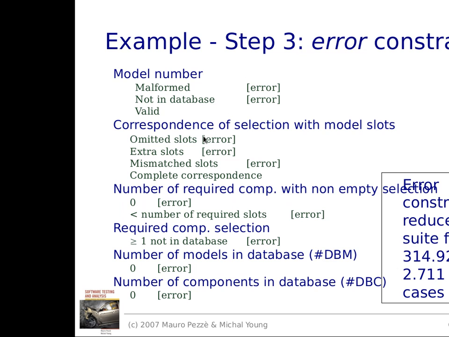Same thing with non-database, omit slots, extra slots, mismatched slots, a number of required slots with non-empty selection, et cetera, et cetera. Put this all out from 314,000, you go down to 2,700, which is really good. But really, we're just getting rid of all the ones that are obviously incorrect from our calculations. Normally, most people would just start writing test cases. They're not going to test for these, but it is good to formally see how much just putting in an error constraint simplifies the problem.